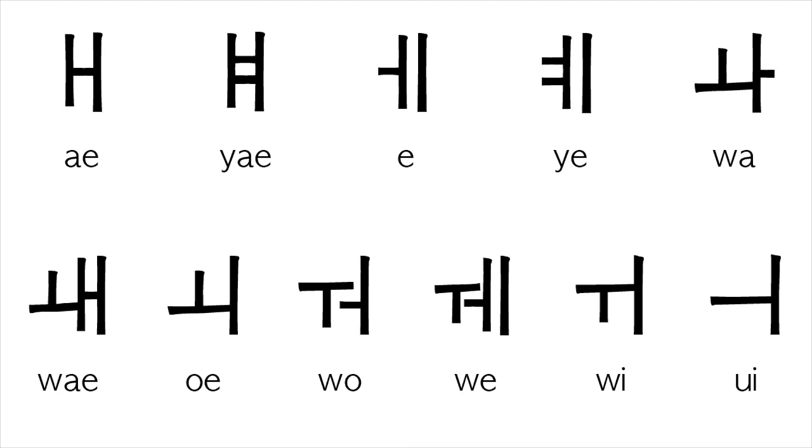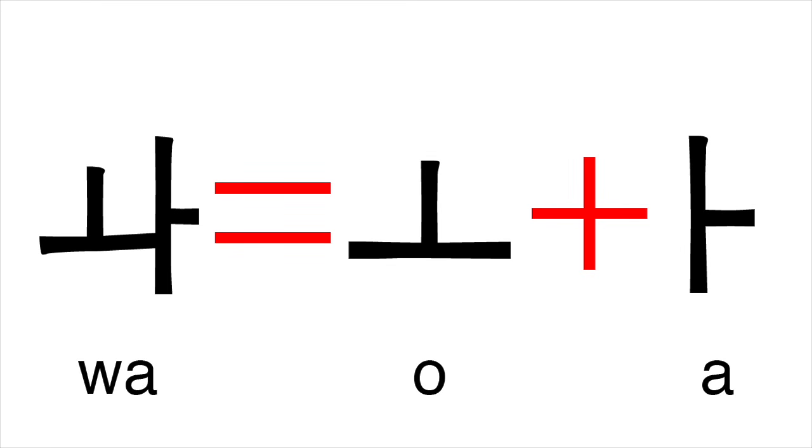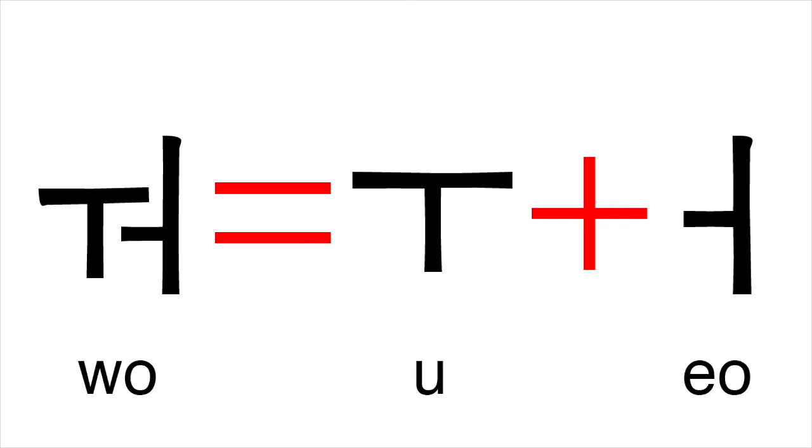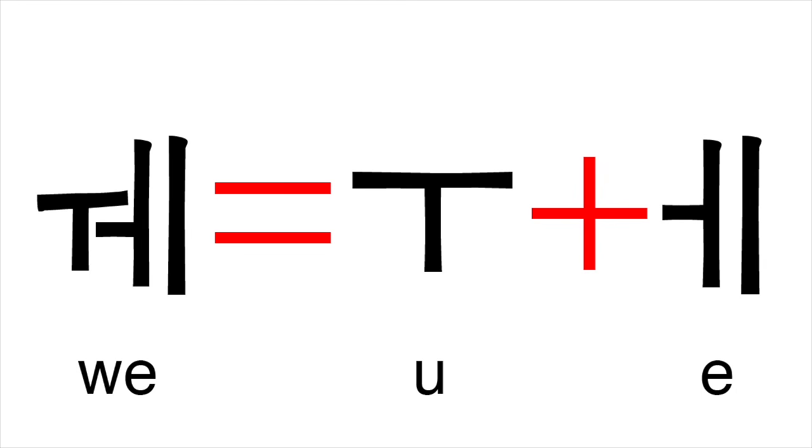Of course, there are some more combined vowels. Wa is a combination of o and a, so the sound becomes wa. We is a combination of o and e, so the sound is we. Wa is a combination of u and o, so the sound is wa. We is a combination of u and e, so the sound is we.